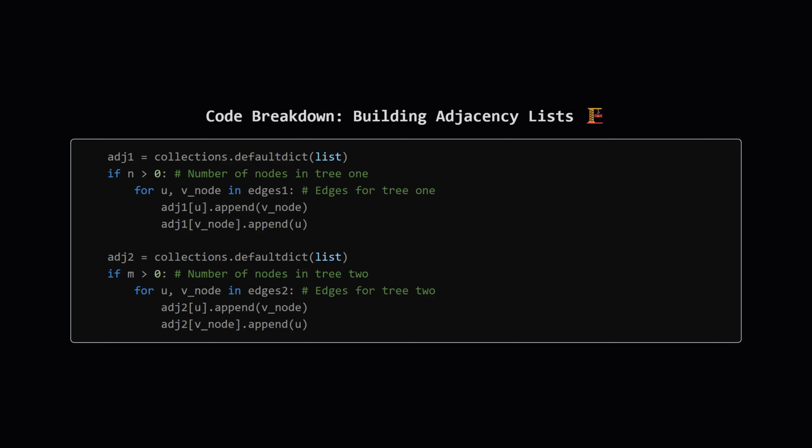First, we need to represent our trees in a way that's easy to work with. We use adjacency lists. For each tree, we create a dictionary where keys are node labels, and values are lists of their neighbors. We iterate through the given edges1 for the first tree and edges2 for the second tree to build these lists. We only do this if the trees actually have nodes, of course.